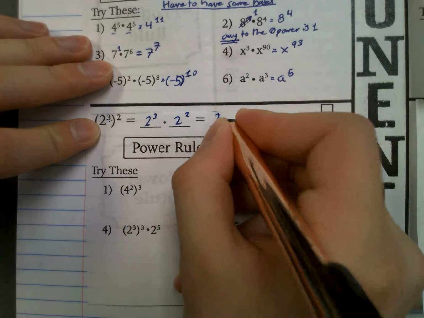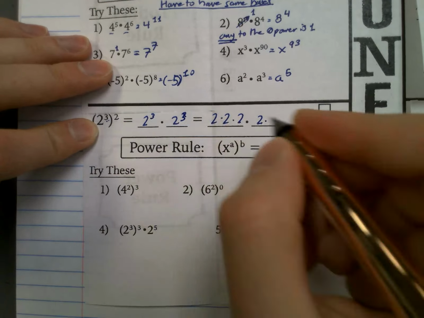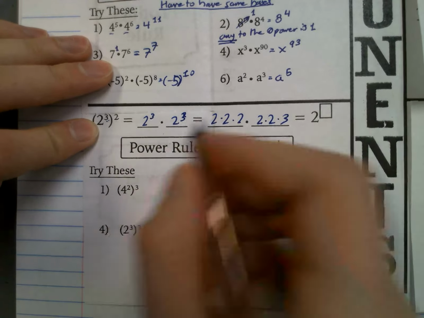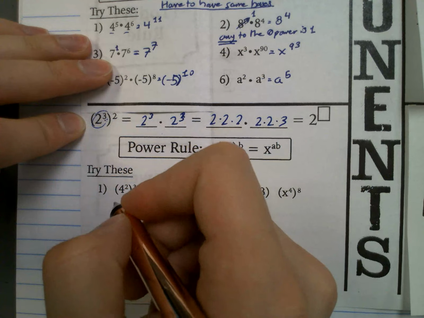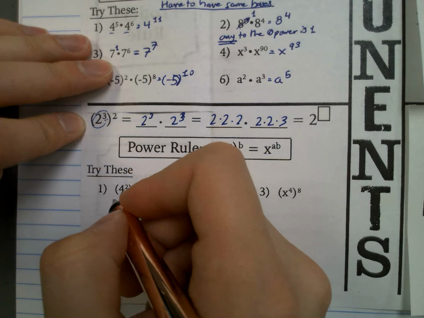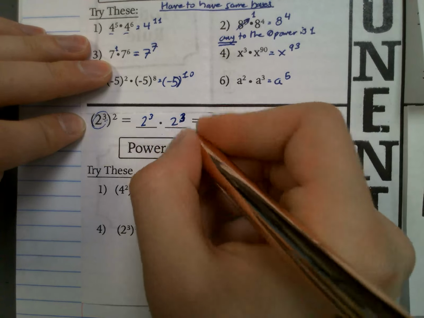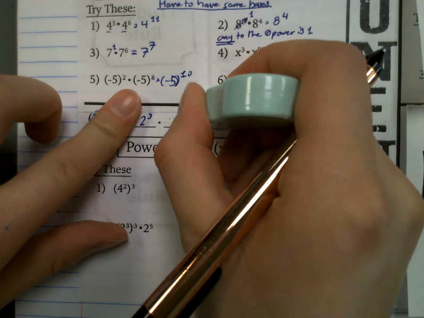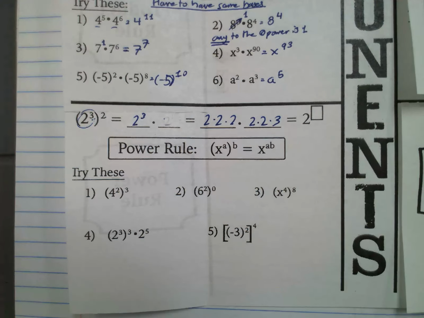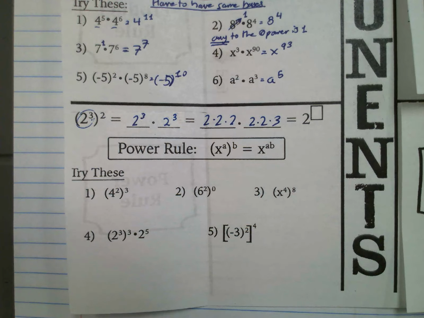From there, I would have 2 times 2 times 2, and, oh wait, my bad, that should be a 3 there. So 2 to the third, 2 to the third. You have 2 of these. Yes, I said it wrong the first time. I messed up. That is 2 to the third. So you have 2 to the third 2 times. Does that make sense? Because you have it squared.